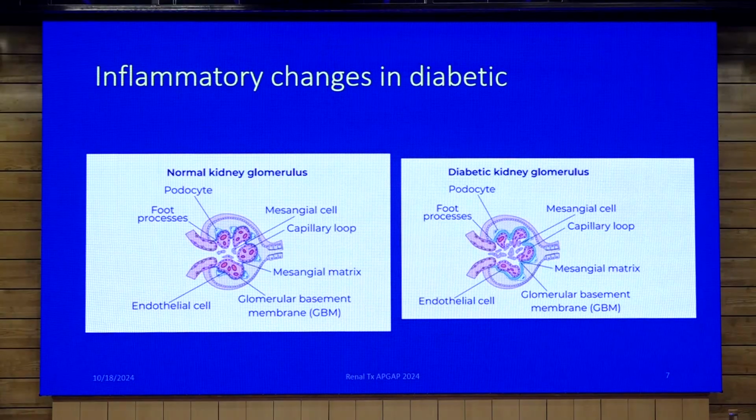Now, this is just an interesting slide that I picked up while preparing. If you see on the left, you're seeing a normal glomerulus, the basement membrane. The macrophages are represented in violet. You can just see there are 3.